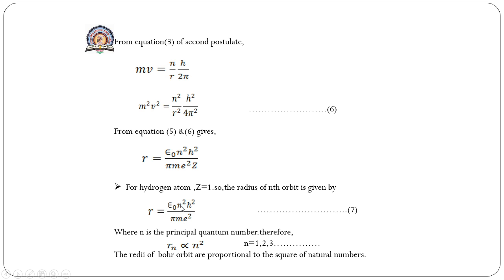From this equation we conclude that Rn, the radius of the nth Bohr orbit, is directly proportional to the square of the principal quantum number n.